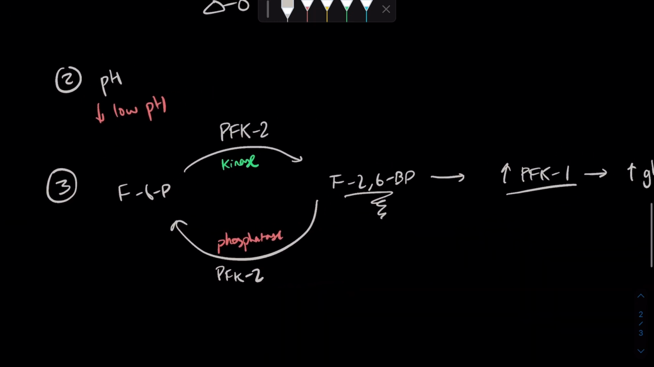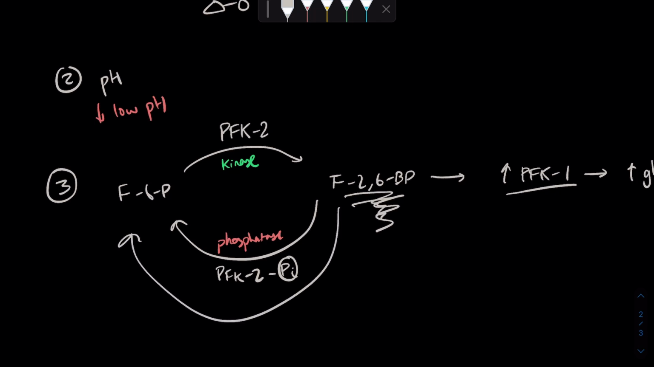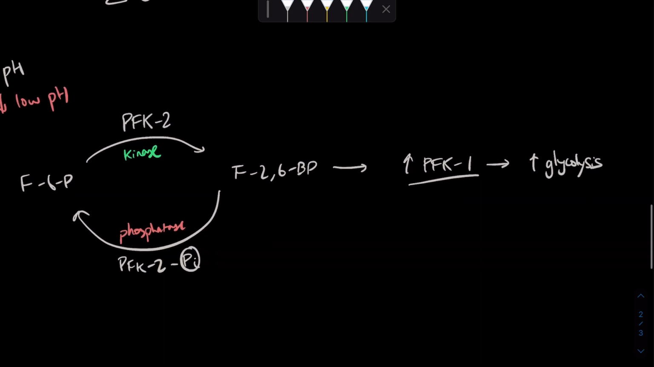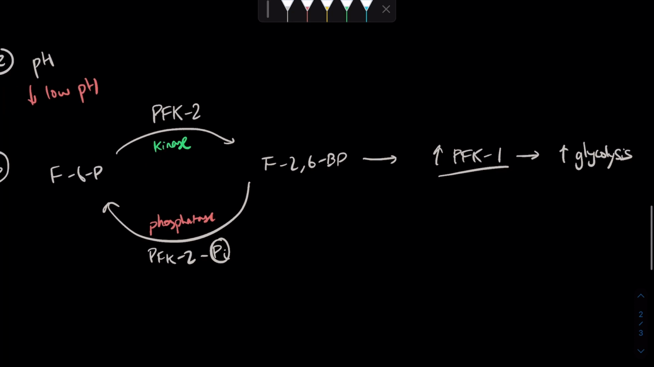But PFK2, when phosphorylated, it can act as a phosphatase. It's going to do the opposite. It's going to take all this F26BP and it's going to convert it back to F6P, fructose 6-phosphate. If it does that, that means that we're going to have less and less of F26BP, which is going to be our allosteric activator. So if we have less F26BP, we're going to have less PFK1. We're going to do glycolysis less. So it's going to have the complete opposite effect.